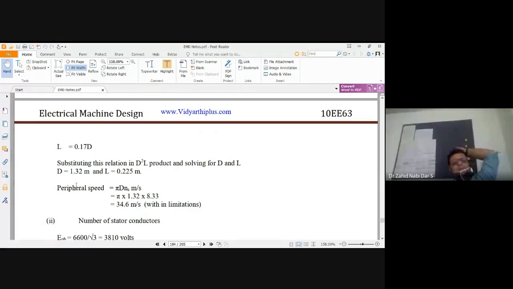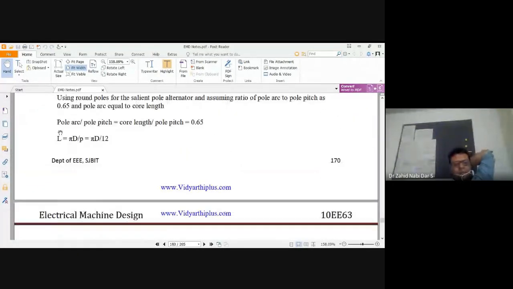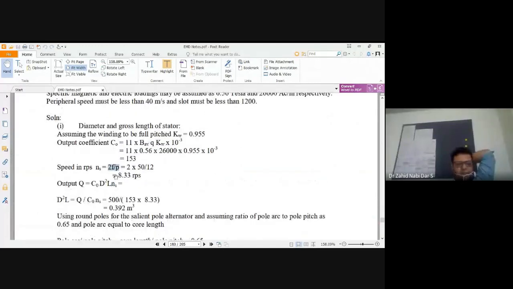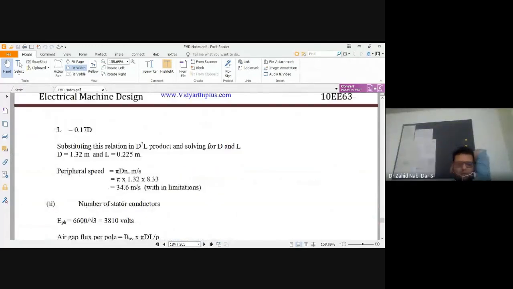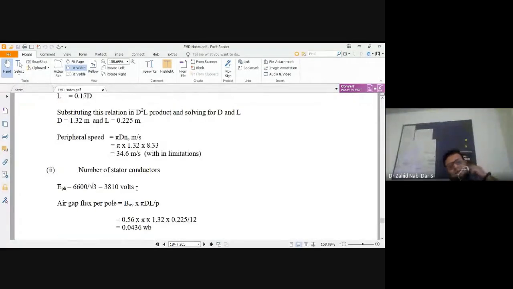See, now your peripheral speed, by now you should remember this formula pi d ns. So d value you have, ns value you have, pi d ns you can calculate 34.6, because d you calculated 1.32, ns value you calculate 2f by p, 8.33. You substitute here 8.33, 1.32, and then you get now your number of stator conductors.